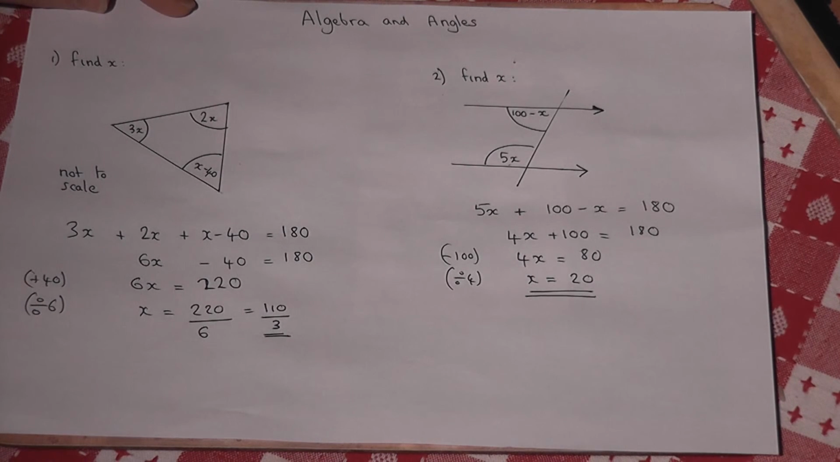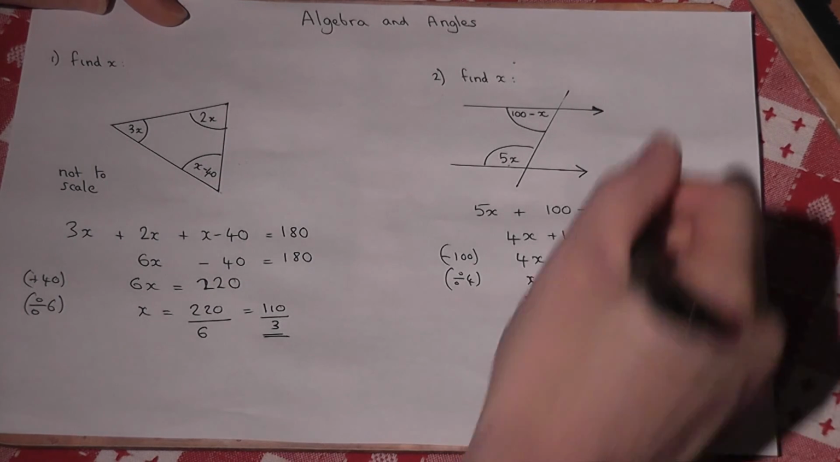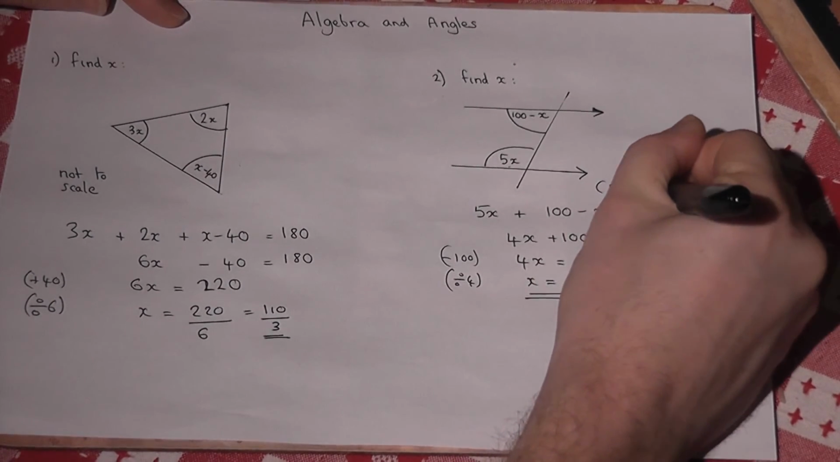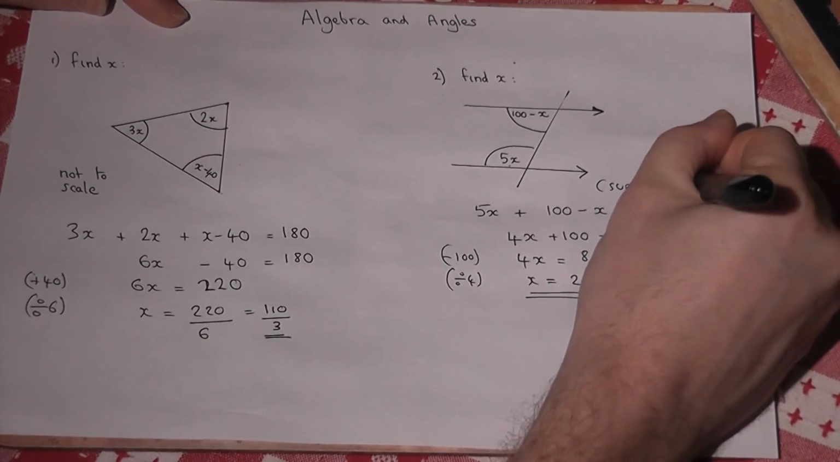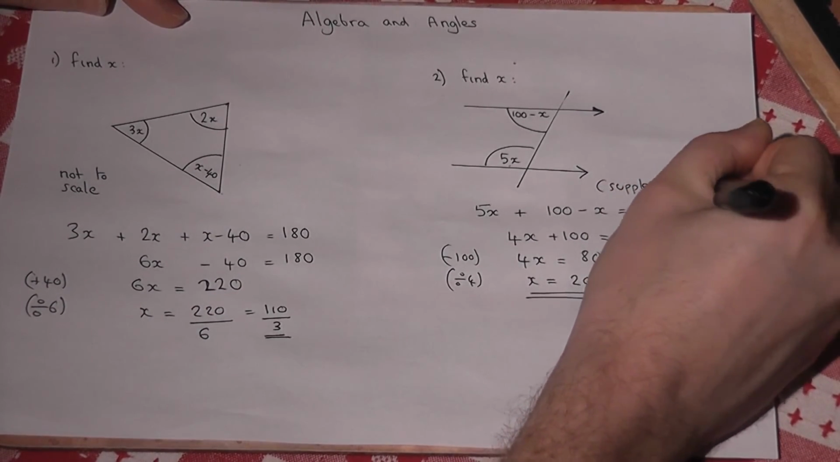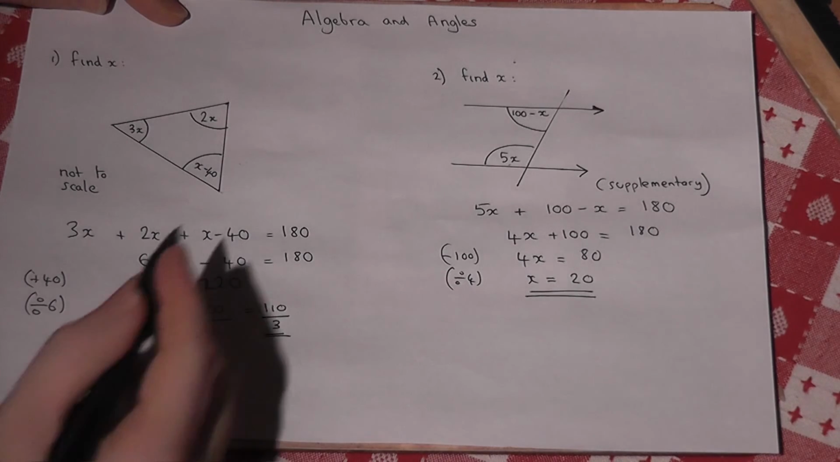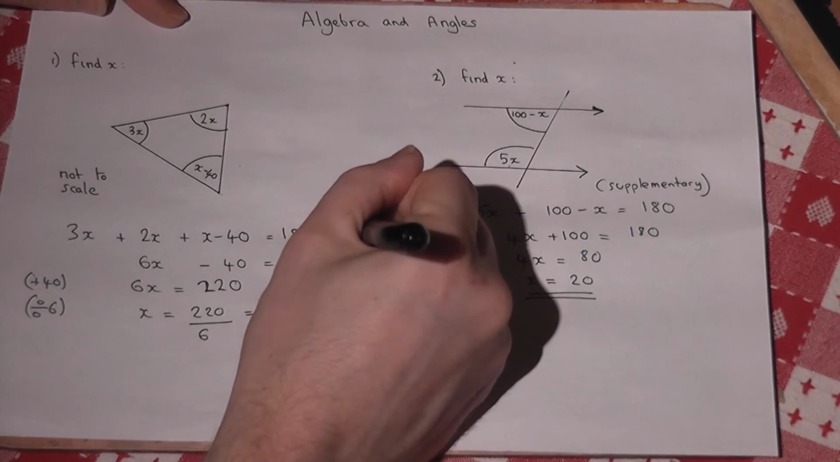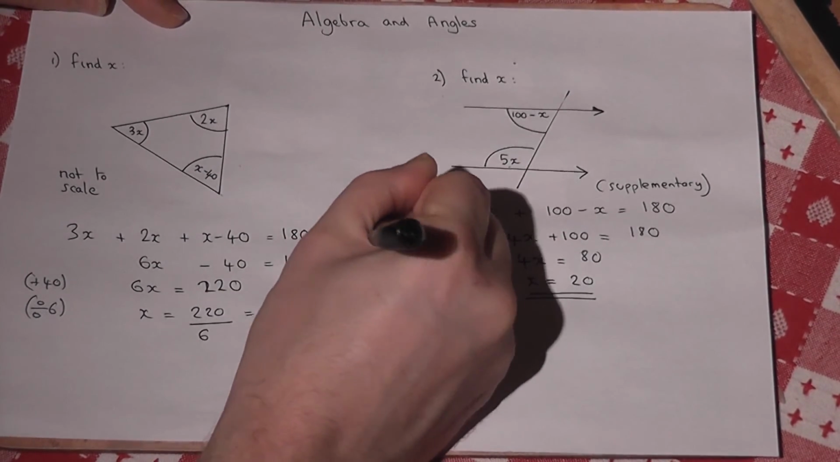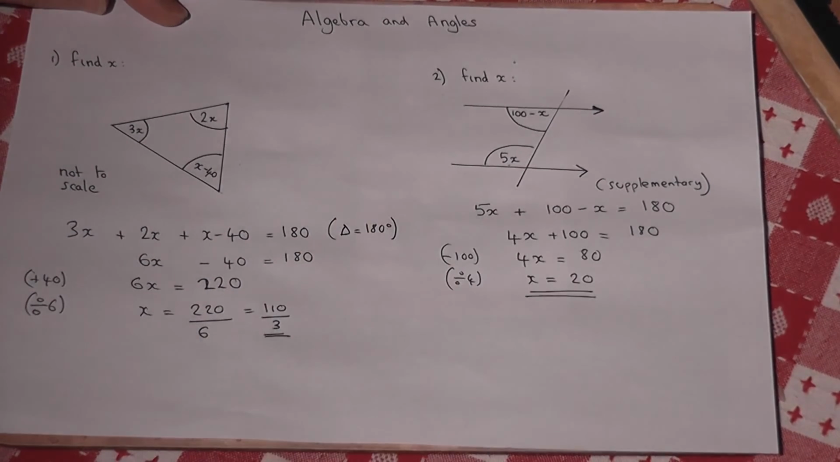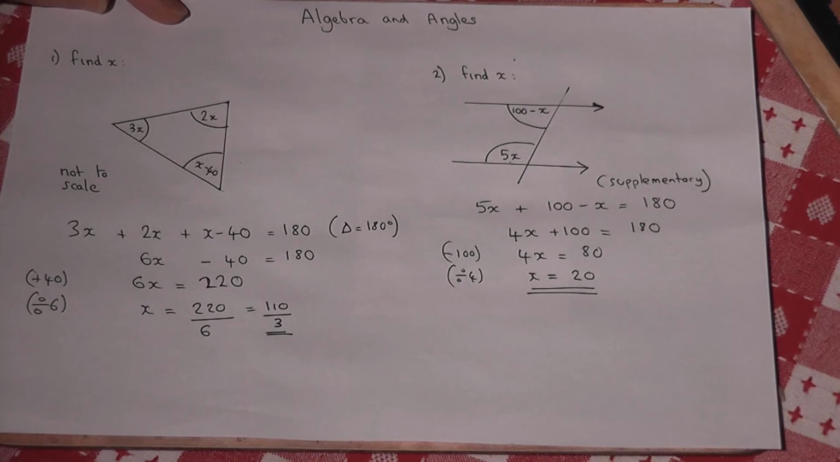Now it's normally good practice in the exam to explain your logic a bit more carefully. So this fact here about 180 can be referred to as supplementary angles, and often you'll put in brackets the reason for that, just as in the first example, you may put triangle equals 180 degrees, and that extra step is often required to get the full marks in the exam.